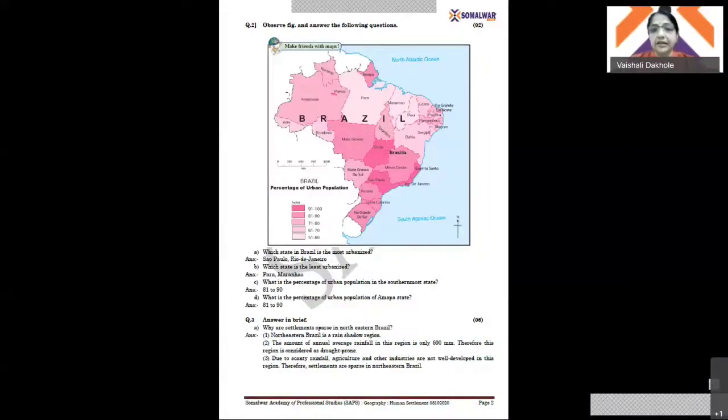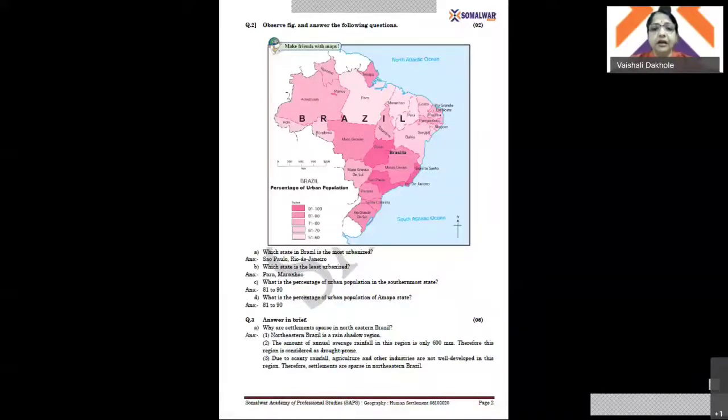Now let's see the next question. What is the percentage of urban population in Amapá state? Now where is this Amapá state? You can see the northernmost state in Brazil. Okay, northernmost state near French Guiana, and in Amapá the same shading is given, that is of 81 to 90. So your answer is the percentage of urban population in Amapá is 81 to 90.